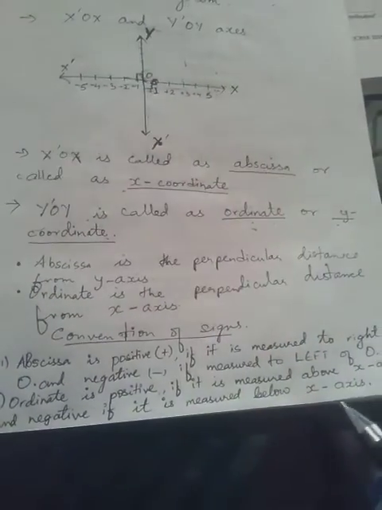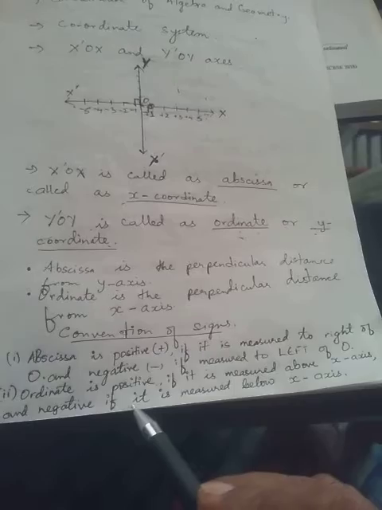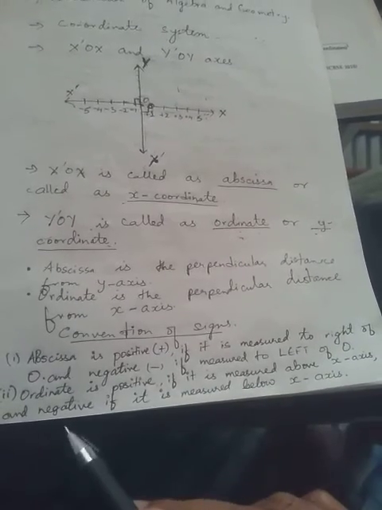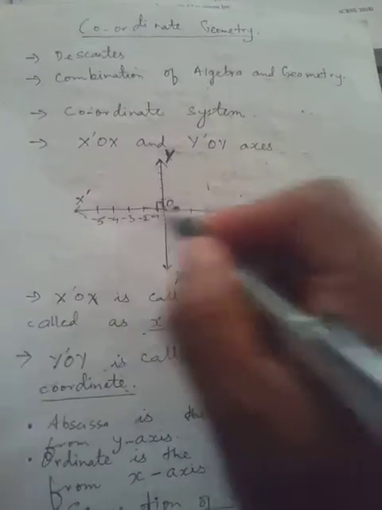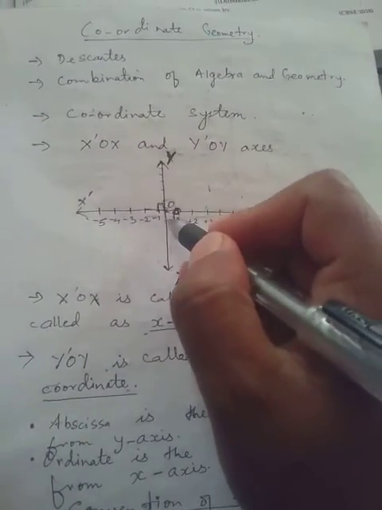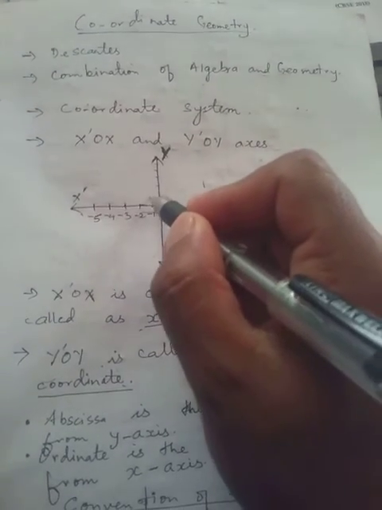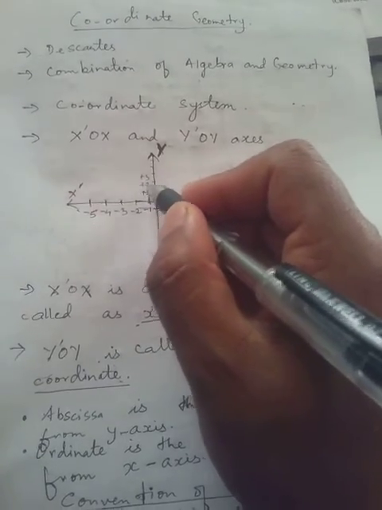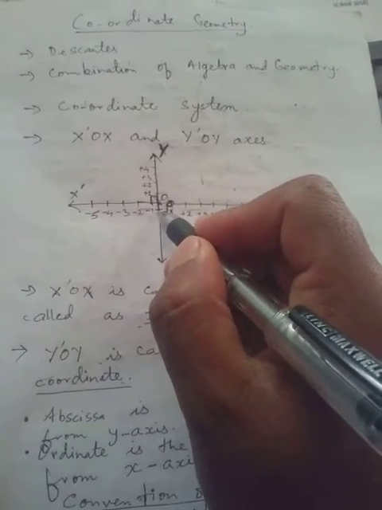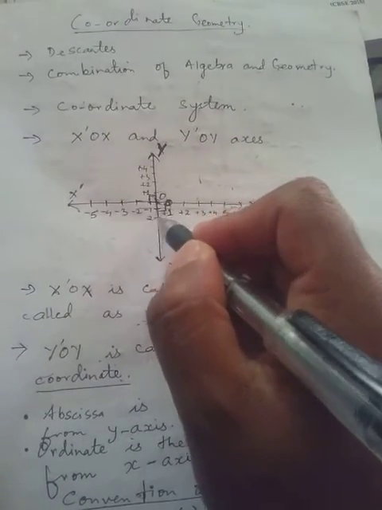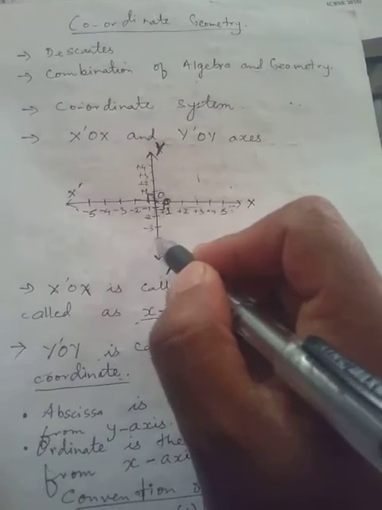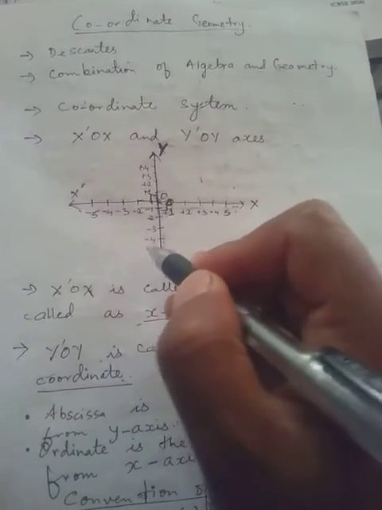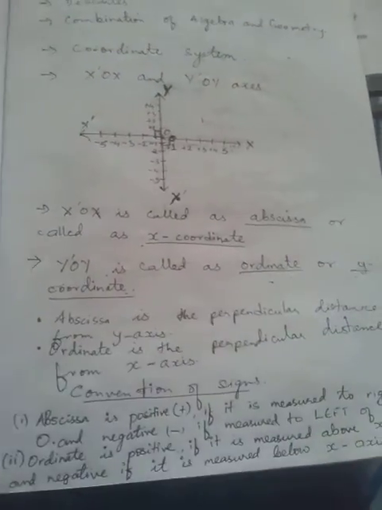Then if it is measured below the x-axis, it will be negative. So for this ordinate, if anything is measured below the x-axis, it becomes negative. Up here will be plus 1, plus 2, plus 3, plus 4, and so on. Down here will be minus 1, then minus 2, minus 3, minus 4, minus 5. So this is how the sign conventions are given.